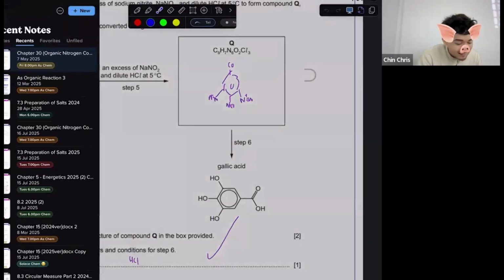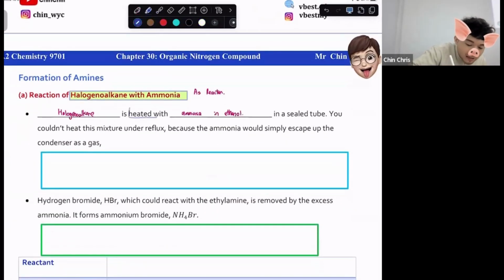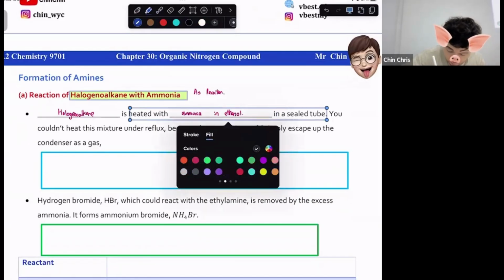Alright guys, now let's continue. So this is an AS reaction, nucleophilic substitution. The halogenoalkane is heated with ammonia in ethanol, remember, ethanolic ammonia. Highlight the words heated with ethanolic ammonia under steel tube. Keyword: in steel tube.